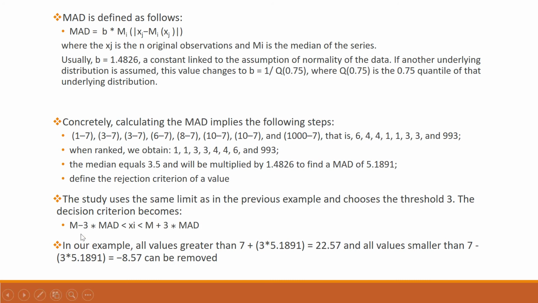And where we have the range, our data lie between the median plus minus 3 standard deviation, so 3 MAD. In our example, all values greater than 22.57 and all values smaller than minus 8.57 we mark as outliers and can be removed. Stated differently, we can remove the observation 1000 from the series. So it was able to detect 1000 as an outlier.